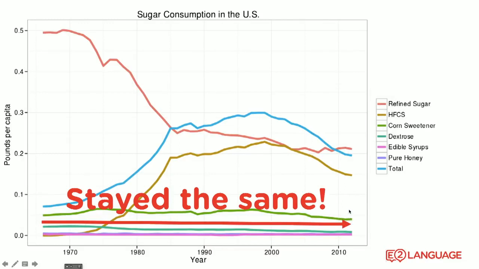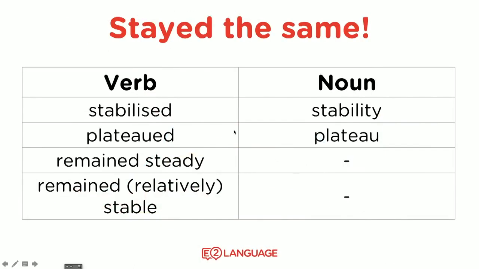Cool, what about if the lines stay the same, right? What's some good language, some good vocabulary for this? Well, we could say they stabilized, they plateaued, they remained steady. And here we have the verb form with the noun, remained steady, or remained stable.